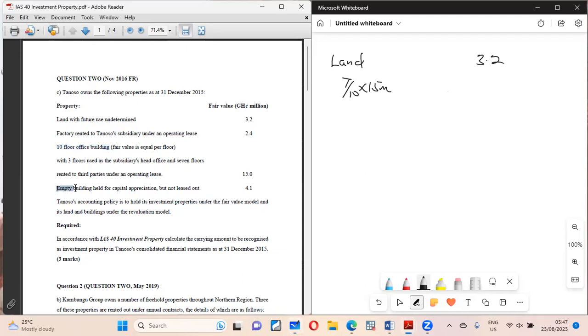Then what about the empty building held for capital appreciation but not leased out? Is it an IP? Yes, it's an IP. If it is an IP, then you add it, 4.1. You are done. That's all the question is. You are doing this thing for 3 marks.